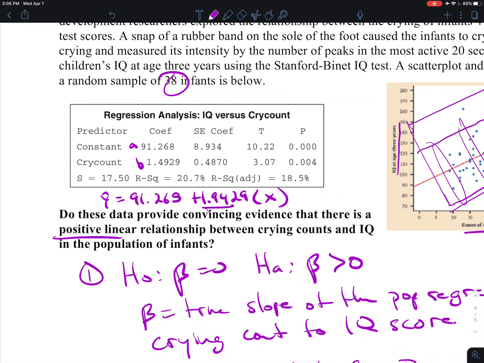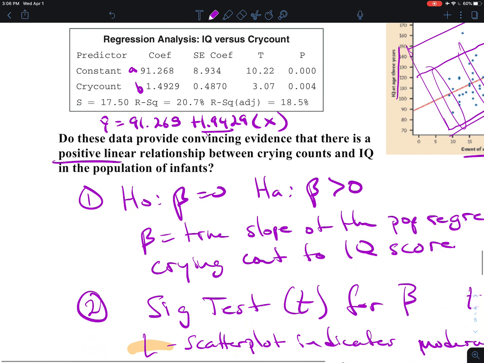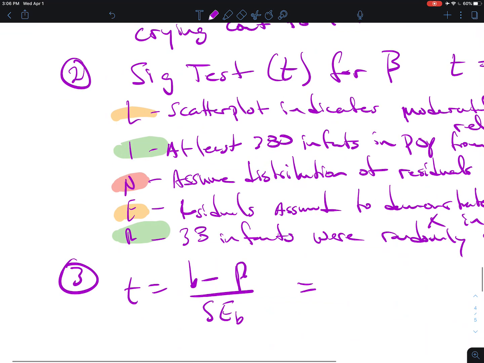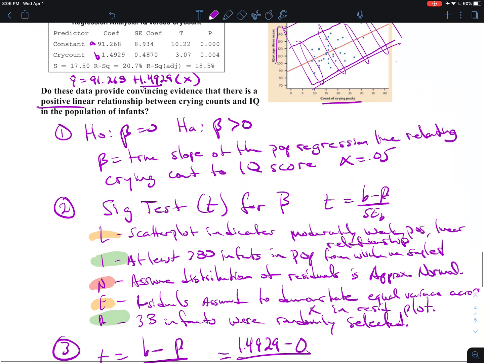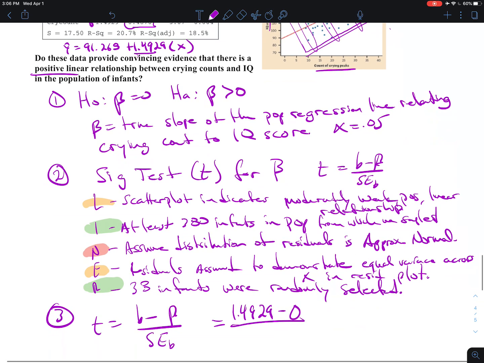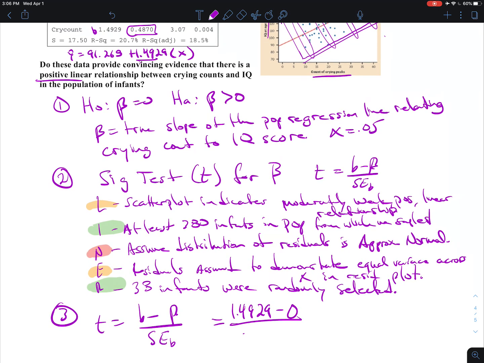My slope is 1.4929 minus, under the null, we said beta was 0, over the standard error of b, which is 0.4870. And so you can knock that out on the calculator, and it looks like we get 3.07.